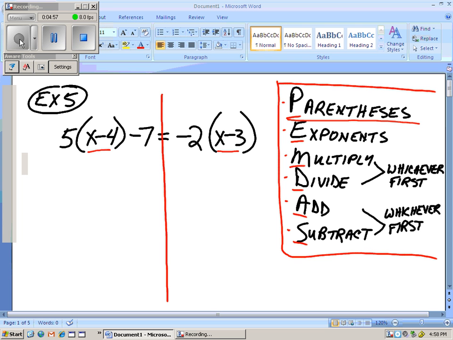X is a variable, 3 is an integer. They're not like terms. I can't add them together. So I'm done with parentheses. There's nothing I can do. Next thing I do is look for exponents, anything being raised to a power. In this equation, I don't see anything.